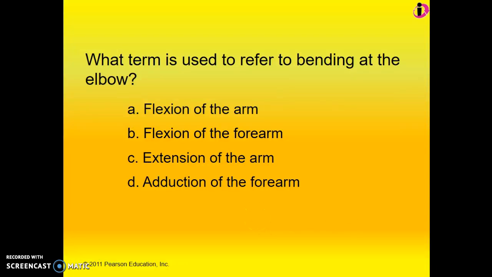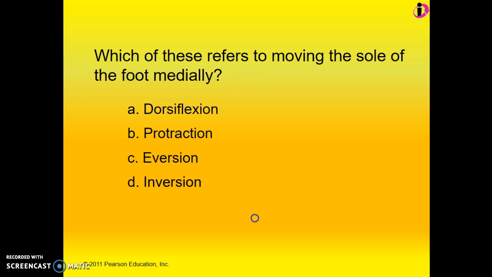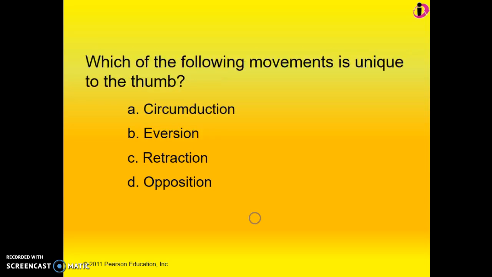What term is used to refer to bending at the elbow? Flexion of the forearm. Which of the following movements is not permitted at the jaw joint? Eversion. Which of these refers to moving the sole of the foot medially? Inversion. Which of the following movements is unique to the thumb? Opposition.